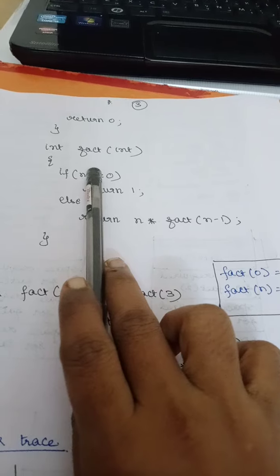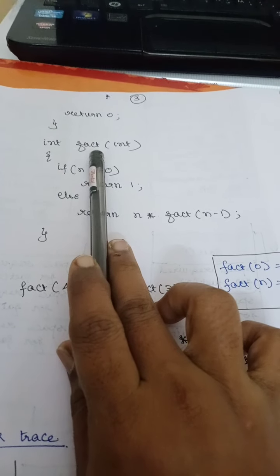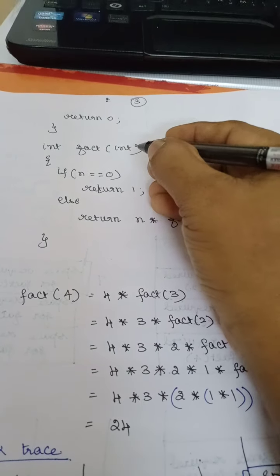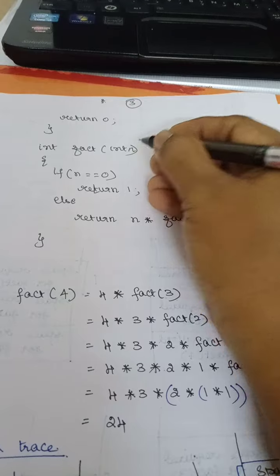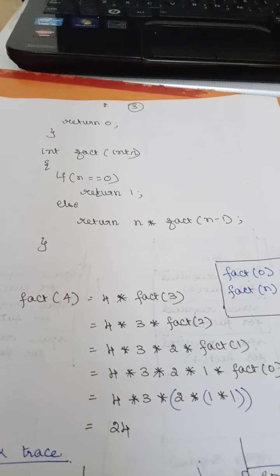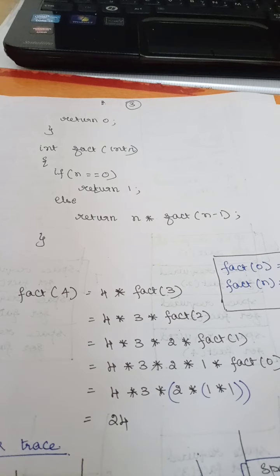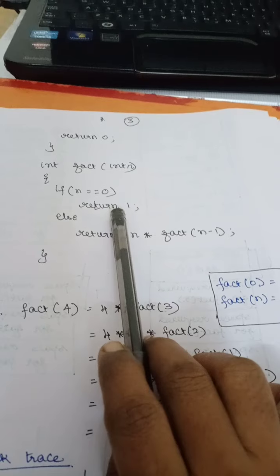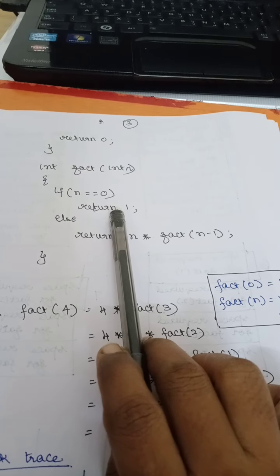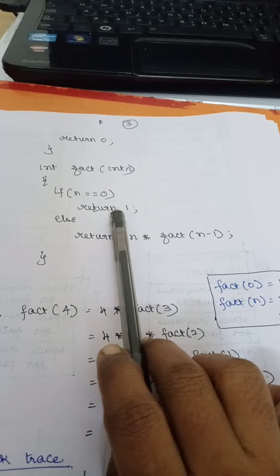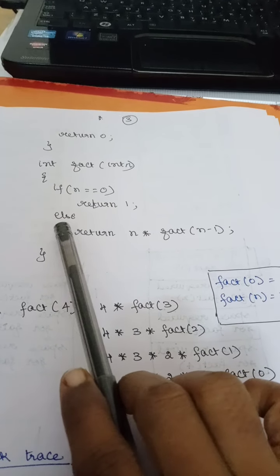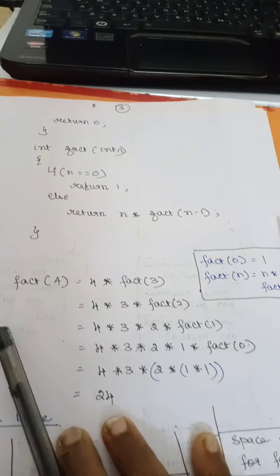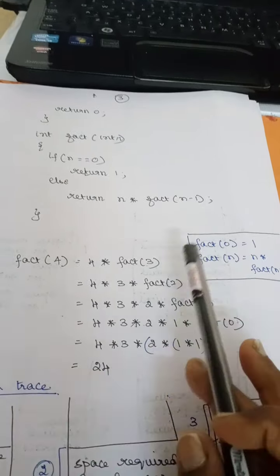Now comes your recursive function. Here is the name of the function, and the argument is going to be int n. So here you need to declare the variables. If n is equal to 0, I will return 1. Else return n into fact of n minus 1. So fact of 0 is equal to 1.